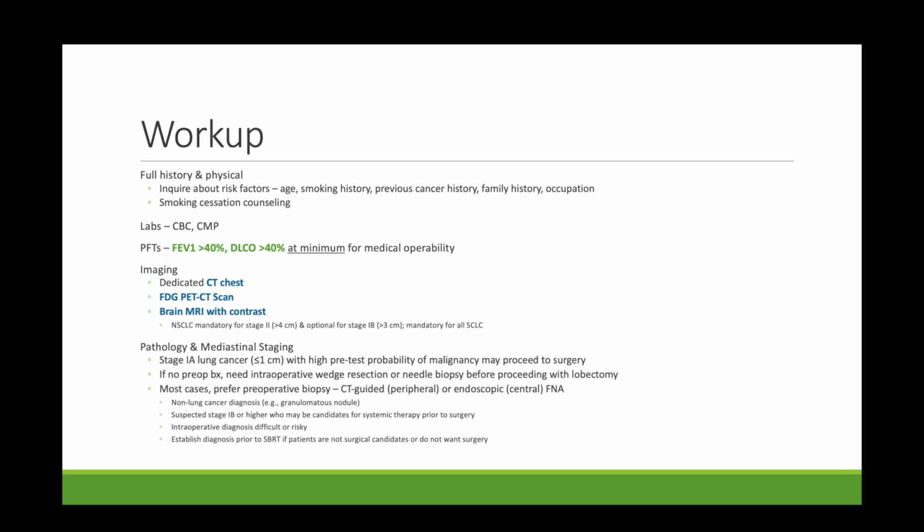And we'll take into account not only their PFTs, but also other comorbidities. For example, if patients have significant history of asthma or COPD, that can all kind of play into their risk if they are being considered for surgery.